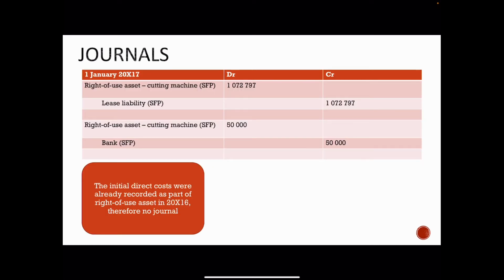So, the journals on 1 January 2017 will look as follows. We would debit right of use asset, cutting machine, with the amount of the lease liability, and we would credit the lease liability with the same amount. We would then debit the right of use asset, cutting machine, with the 50,000 Rand deposit and credit bank, because you paid the deposit on 1 January 2017.